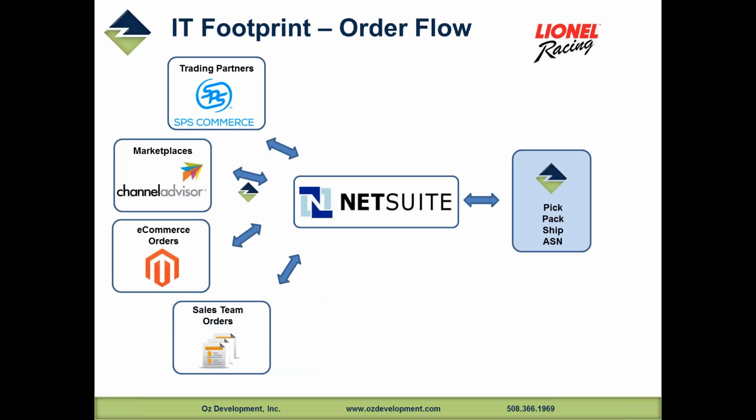And this footprint has grown quite a bit since we first started working with them. Initially, it was really basic shipping of those collectible cars. Earlier this year, they've added Amazon and Channel Advisor as a new channel. A couple of years ago, they automated the ASN for large trading partners and retail business that came along with some of that Lionel acquisition and merger, and then expanding their e-commerce platform with Magento.